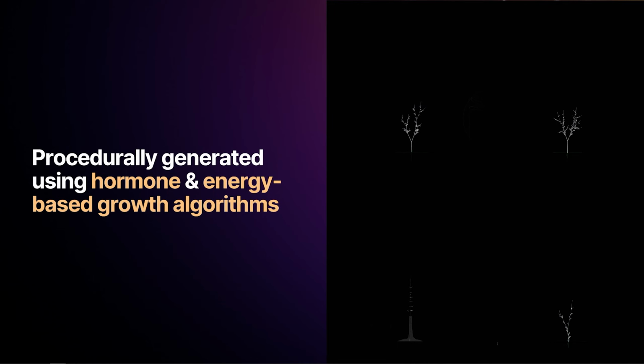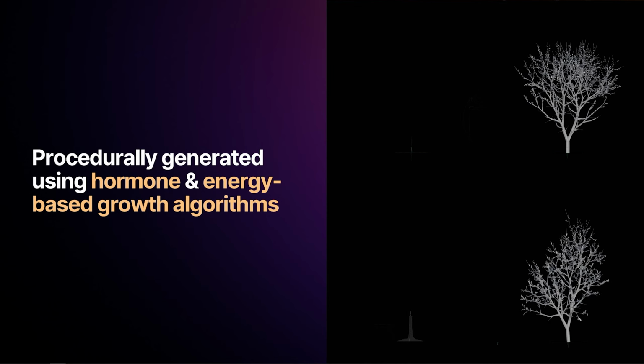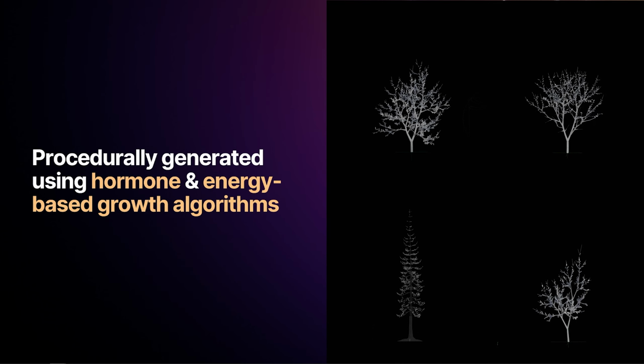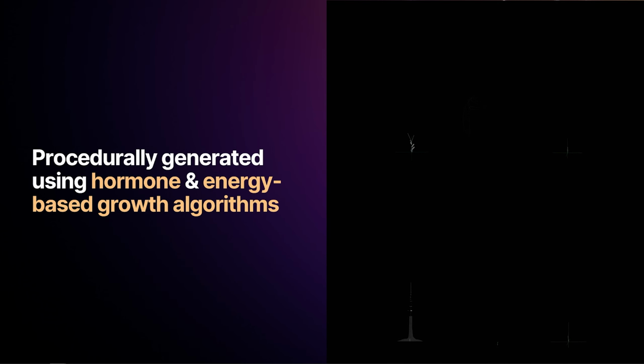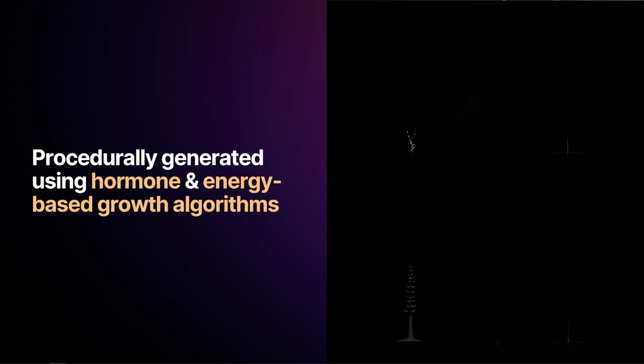At its core, it's using a hormone and energy-based growth algorithm to actually simulate tree shapes and how they behave in nature. You can set certain parameters to affect what type of growth you will get. You can kind of shape it around a bit and art direct it by using parameters.